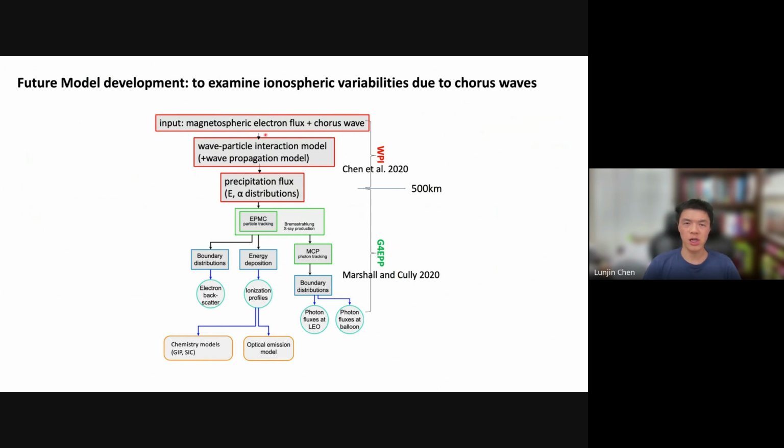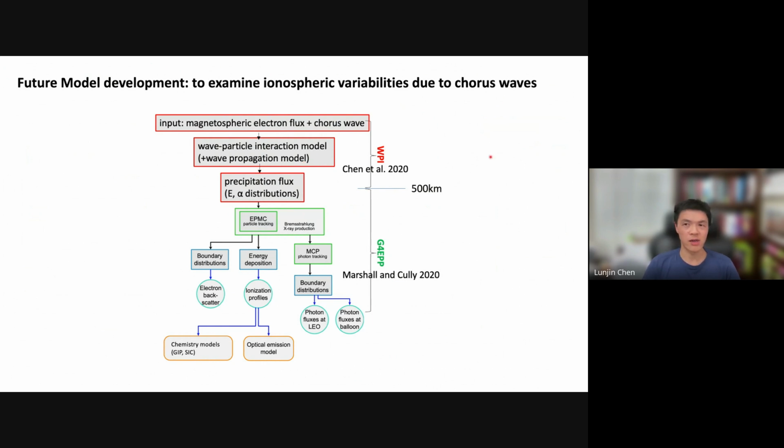Because in my current model, the result I showed you, we used the ideal loss cone, meaning we do not treat the collisional process in the current model. We just force the electron to leave the system when they reach 100 kilometers. But we know that's not that realistic.